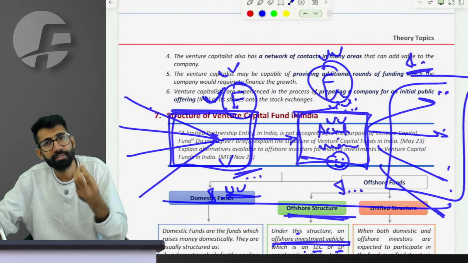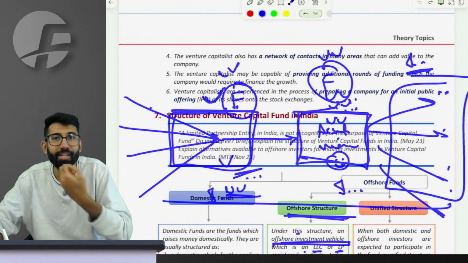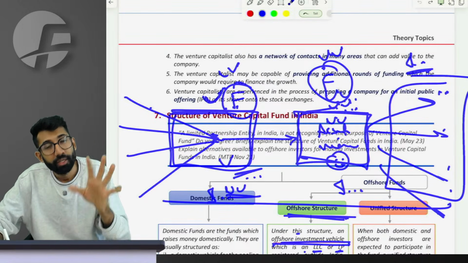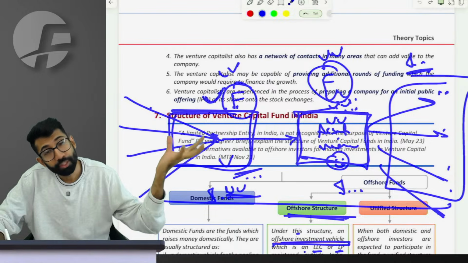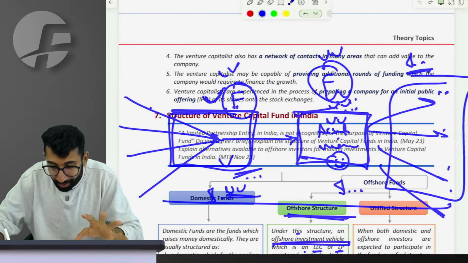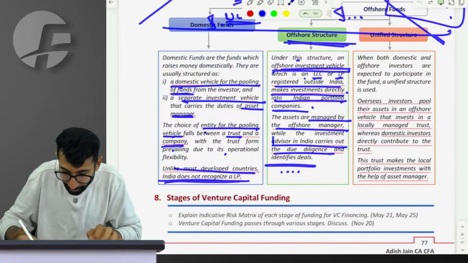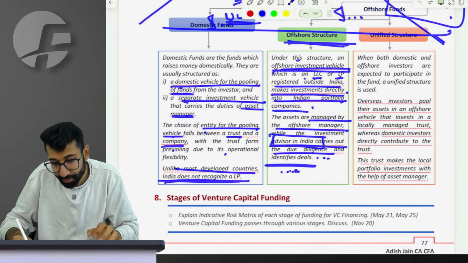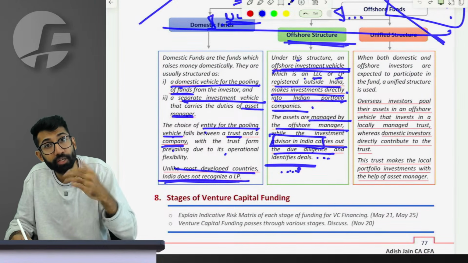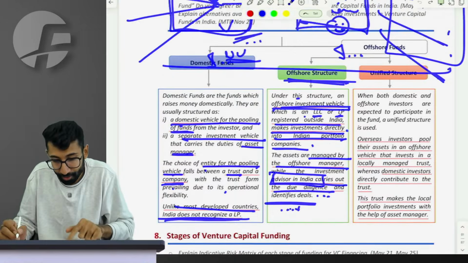For example, Indian startups like Paytm or Meesho or any random startup, Upstox, Groww. In these startups, these foreign companies will invest directly. But again, who will help them? There are advisors in India who carry out the due diligence, identify deals for them, what can be the next project in which they can invest and so on.